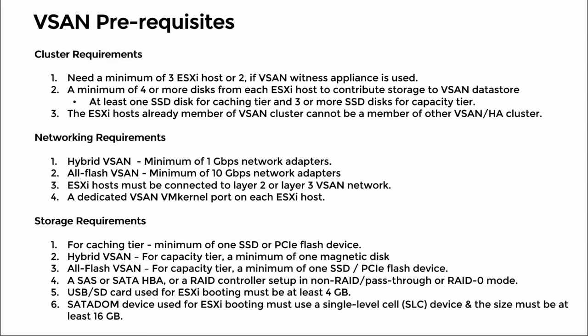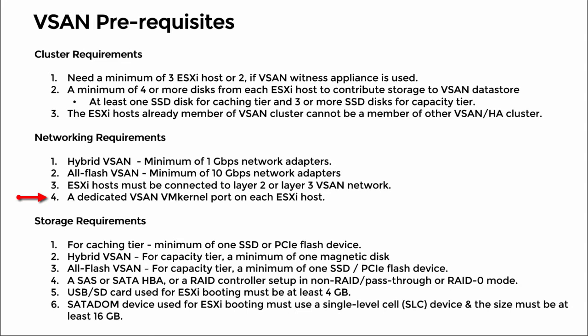Coming to the networking requirements, for hybrid vSAN configuration, a minimum of 1 gig network adapters are recommended for vSAN traffic. But for all flash vSAN configuration, a minimum of 10 gig network adapters are recommended for vSAN traffic. I'm using 1 gig network adapter for vSAN traffic, and it is completely okay for lab purpose. The ESXi hosts must be connected to a layer 2 or a layer 3 vSAN network. All my ESXi hosts are connected to the same layer 2 vSAN network.